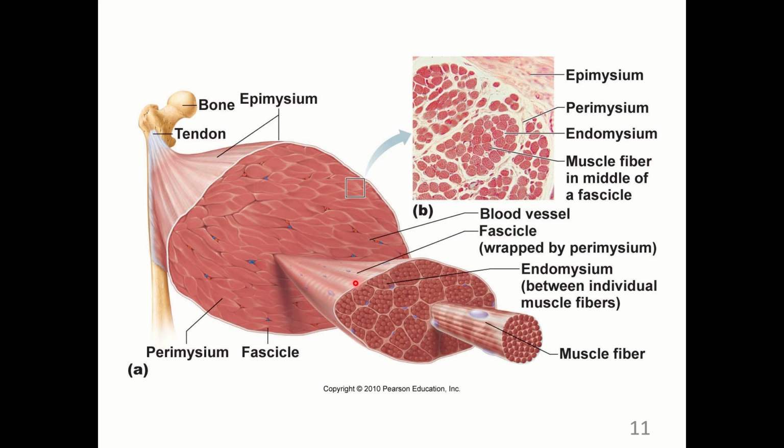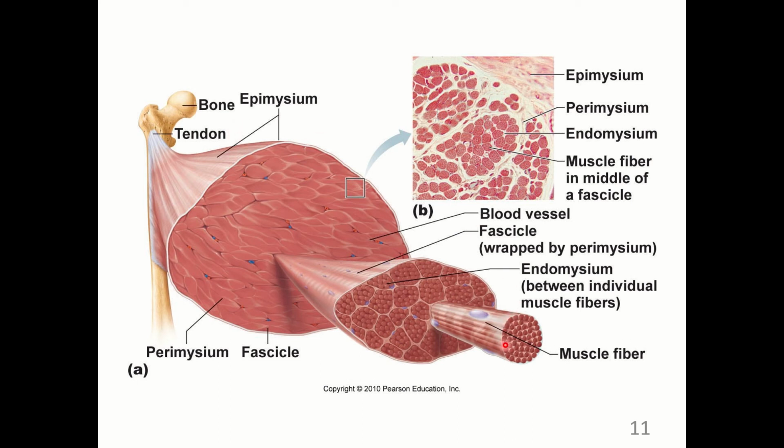The perimysium is going to surround fascicles, which are bundles of muscle fibers. The muscle fiber is the name of the muscle cell, that long cylindrical fiber, multinucleated. So a bundle of these muscle fibers is called a fascicle, and it is surrounded by a thick perimysium, which is also made of dense, irregular connective tissue, similar to the epimysium.